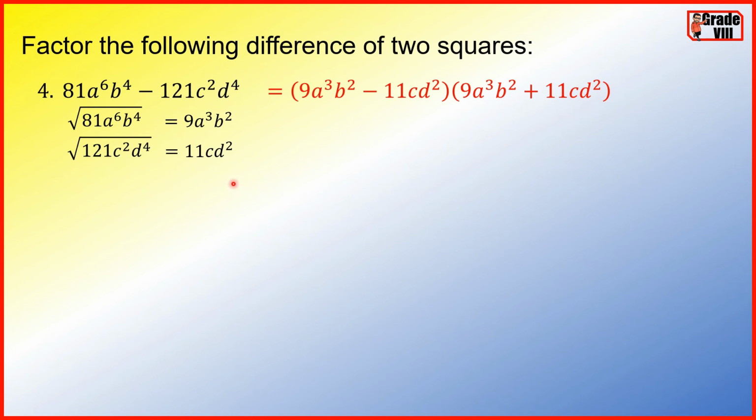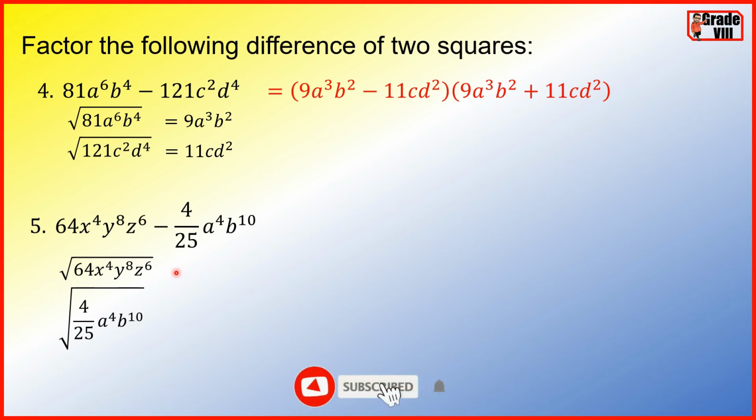Okay, let's have the last example. 64x raised to 4, y raised to 8, z raised to 6 minus 4 over 25 a raised to 4 b raised to 4. Kunin na natin yung square root nila. The square root of 64 is 8. Square root of x raised to 4 is x squared. Square root of y raised to 8 is y raised to 4. Square root of z raised to 6 is z cubed.